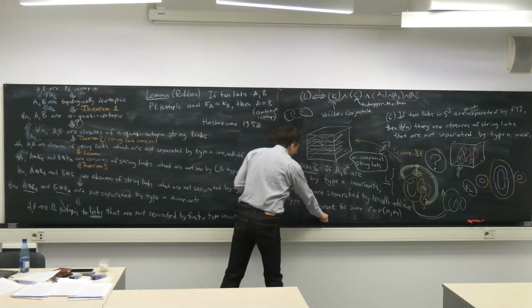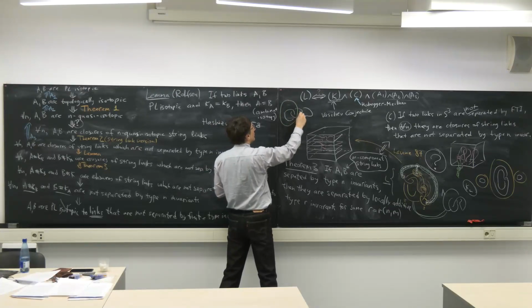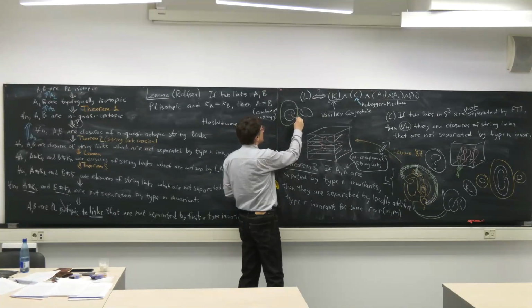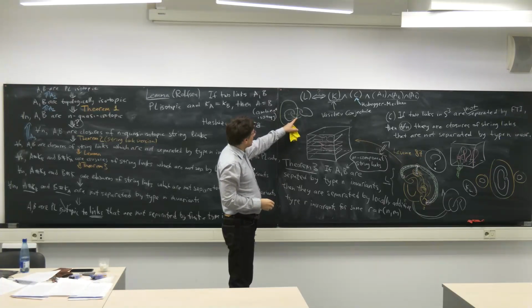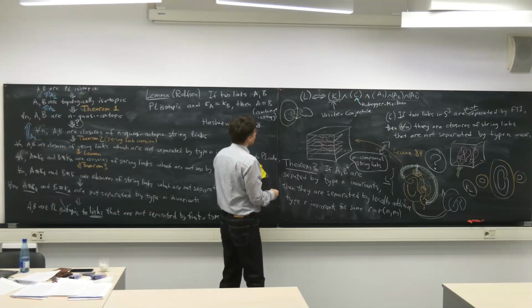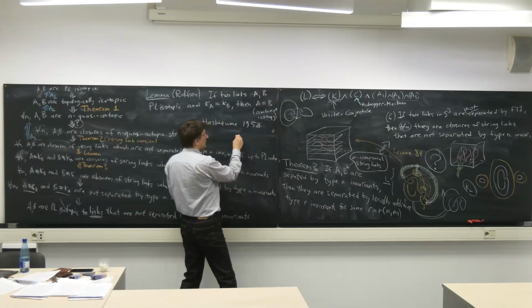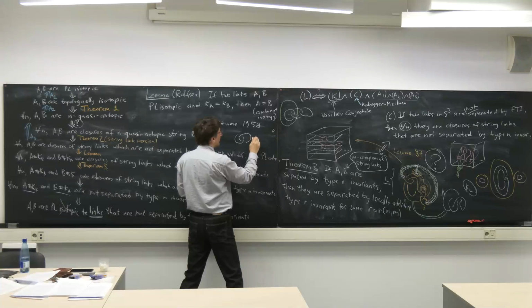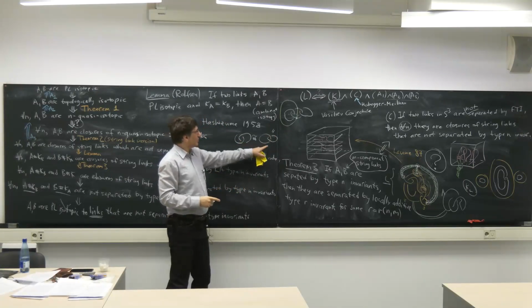So this link is not prime because I can draw this ball, and it intersects the link in 2 points. So this is a Hashizume connected sum, a Hashizume connected sum of 2 Hopf links. This is the Hashizume connected sum, not the usual connected sum. But each of these is prime.